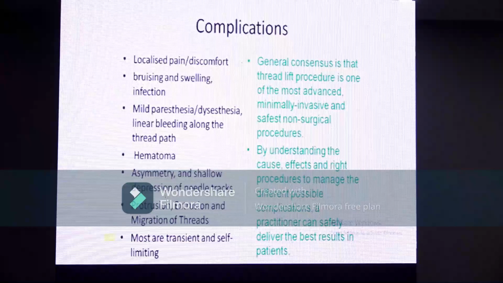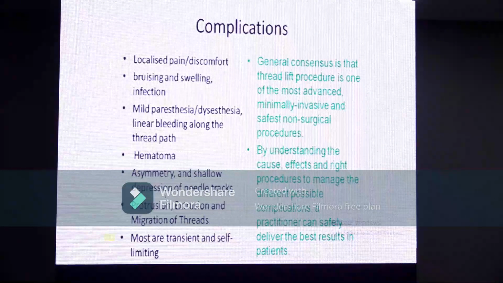There may be mild paresthesia, dysesthesia, linear bleeding along the thread path. There may be asymmetry and shallow depression of needle tracks. There may be protrusion, extrusion, and migration of threads, which is always correctable. Most of these complications are transient and self-limiting.